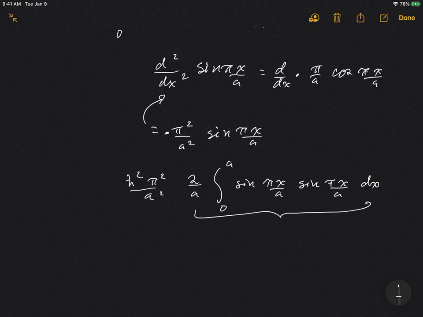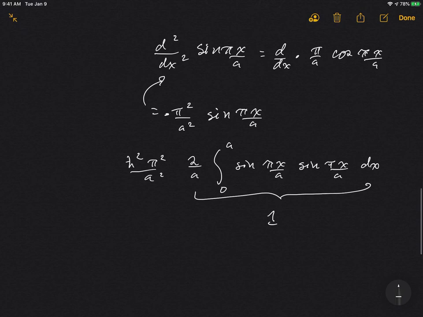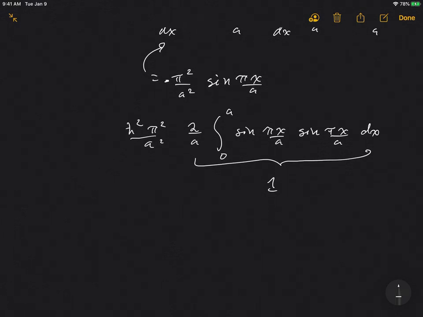And you may recognize this integral. We looked at this already, and this is the same integral that we get when we normalize our wave function. We know that our wave function is normalized, and so we've done this integral before, and so this integral ends up being 1. All these terms, the 2 over a integral of sine pi x over a squared dx, that's going to integrate to 1, and so we get h bar squared pi squared over a squared.